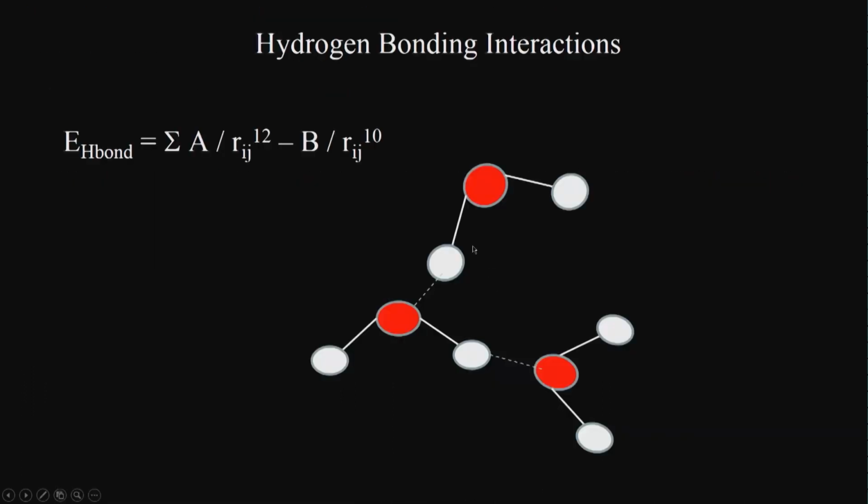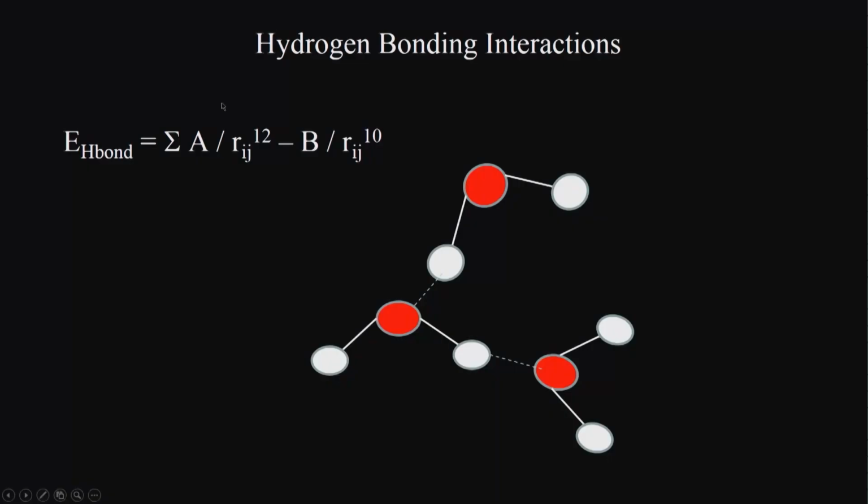Hydrogen bond, that is a very important term, because many ligand protein interactions are based on hydrogen bonds. They have a different form of equation, okay. If you look at van der Waals, we had r power 6 and r power 12, okay. Here you see r power 12 and r power 10, okay, Rij 12.